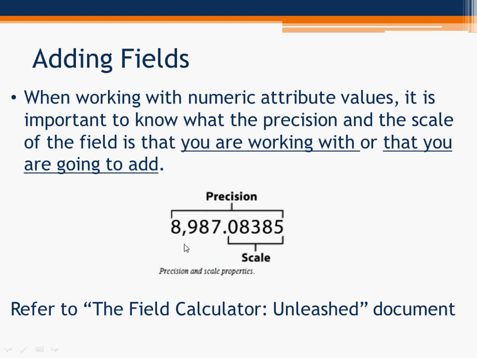So in this case, the comma is not part of the precision. So our precision would actually be, let me bring my cursor back in here, 8987, so that's 1, 2, 3, 4 digits. Decimal place is 5, 6, 7, 8, 9, 10. So my overall precision will allow me to store a number that could have 10 digits in it, including the decimal place.